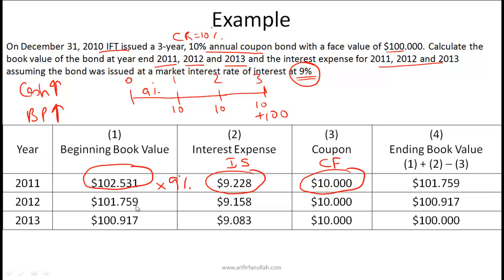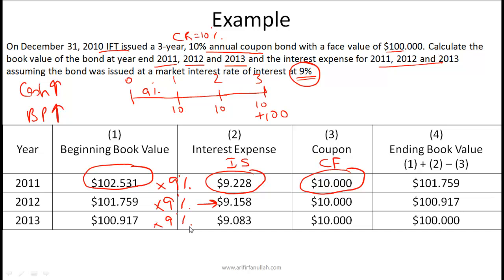This is the ending book value for 2011, which becomes the beginning book value of our bond payable on January 1st, 2012. Multiply this by 9% to give us the interest expense for 2012. This is the coupon payment. Again, the difference is subtracted from 101.759 to give us 100.917, which is the starting value of 2013.